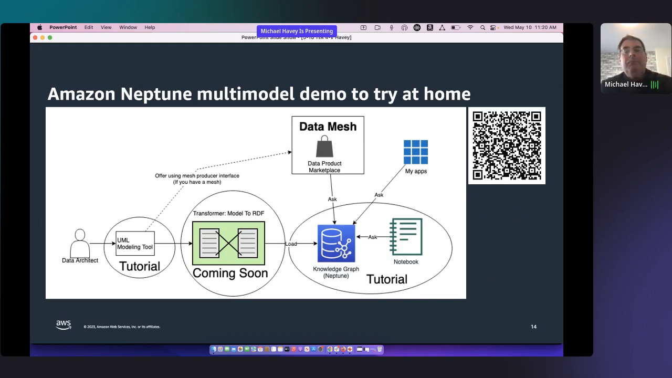And once we have that, we can ask questions. So the data mesh, if it exists, could ask questions about how this product relates to others. My apps could ask the same questions. And included in my demo is a Jupyter notebook that also issues SPARQL queries to ask questions about product relationships.